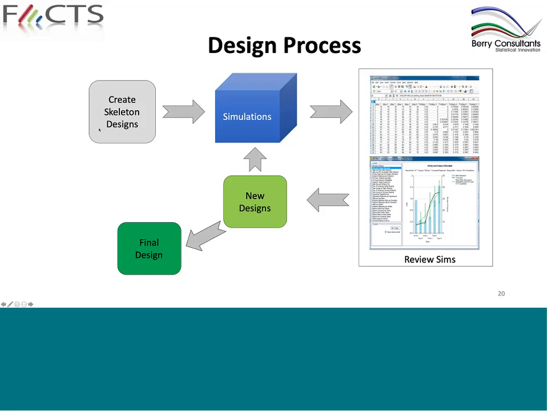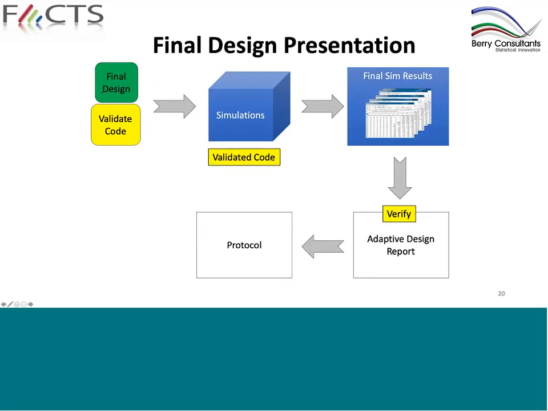By the way, back here, we're not validating code. We may be taking shortcuts on the endpoint to get something very close. And there's an art to that. But then we want to get it all exactly correct: validated code, a set of simulations. We archive those results. We verify we're getting the right things from these results into our adaptive design report. That goes into the protocol. So that's the process of FACTS.